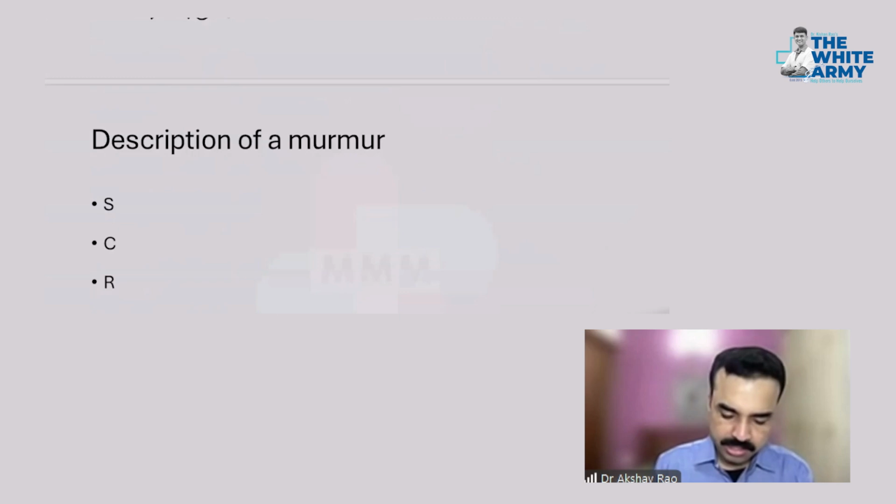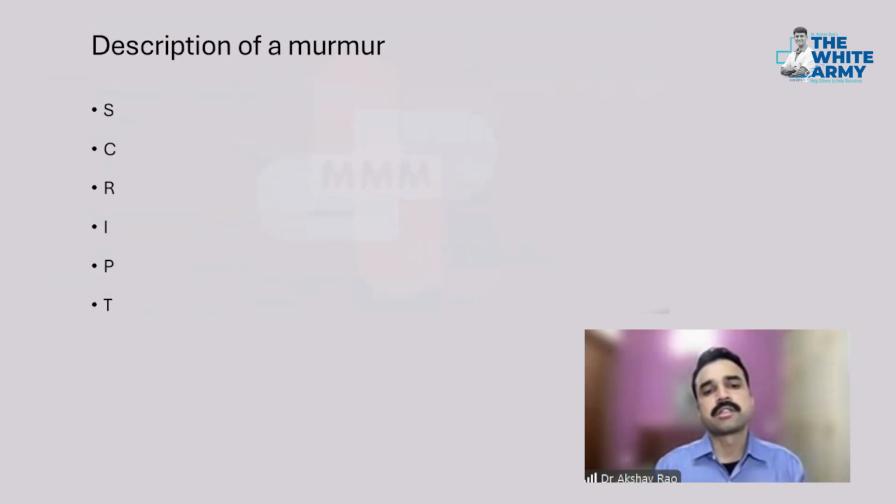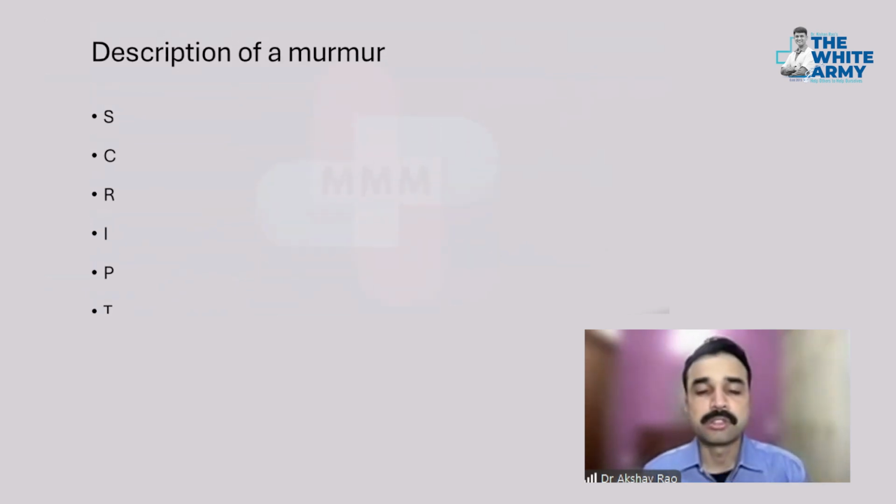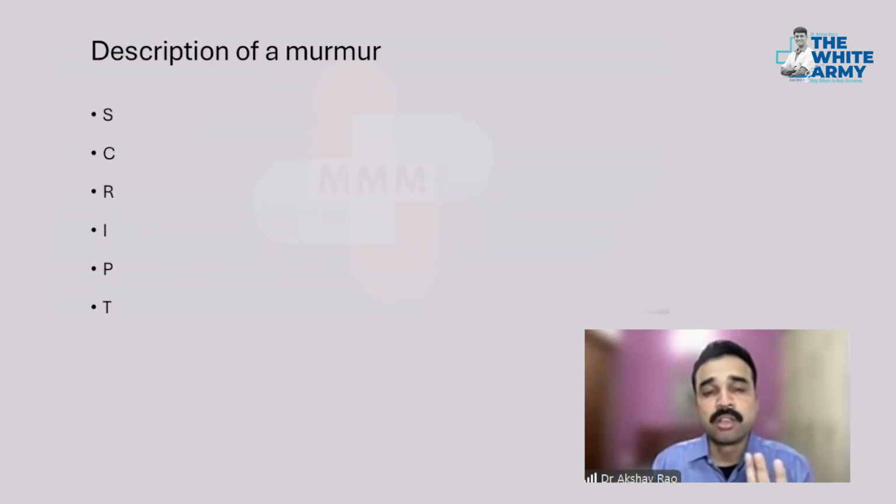Whenever you're describing a murmur, supposing you're an undergraduate exam-going student, or even a postgraduate of medicine, you're expected to describe a murmur. So you heard some abnormal sound on cardiac auscultation. You're expected to describe your findings and convey them to your examiner, to your audience. So what are the different parameters or subheadings under which you're supposed to describe a murmur?